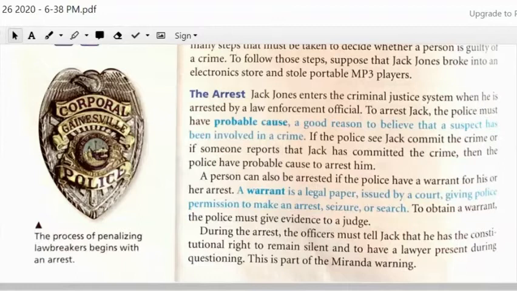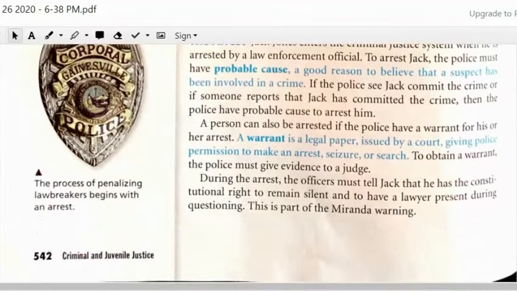To arrest Jack, the police must have probable cause. Probable cause is a good reason to believe that a suspect has been involved in a crime. If the police see Jack commit the crime, or if someone reports that Jack has committed the crime, then the police have probable cause to arrest him. A person can also be arrested if the police have a warrant for his or her arrest. A warrant is a legal paper issued by a court giving police permission to make an arrest, seizure, or search. To obtain a warrant, the police must give evidence to a judge.